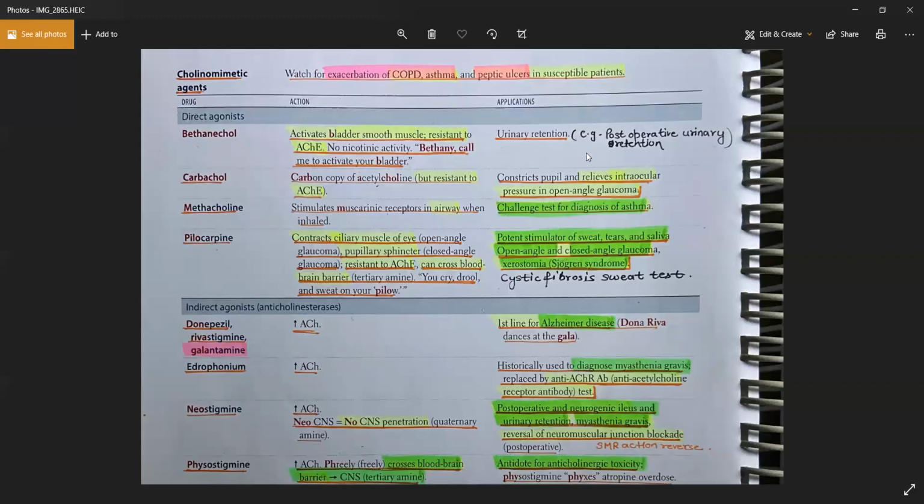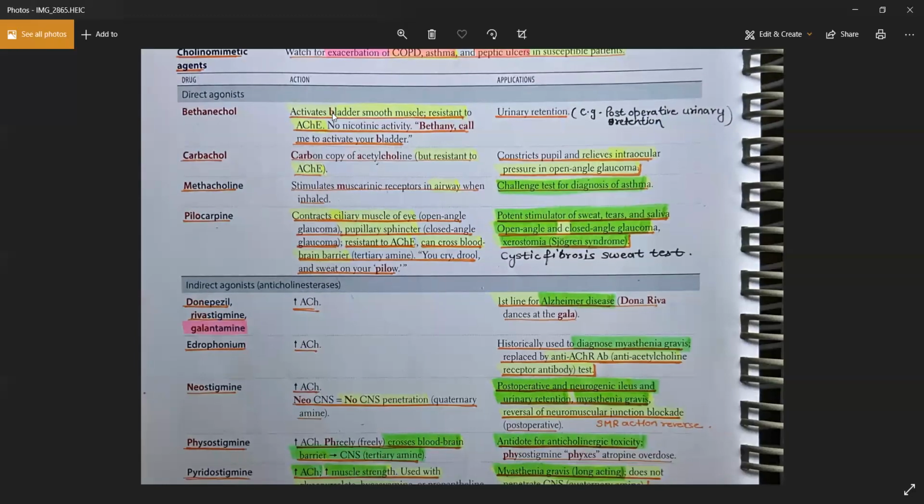So where will you use these drugs? In urinary retention, most importantly in post-operative urinary retention. So they will cause the incontinence, something like that. And these drugs do not have any nicotinic activity. They just have the muscarinic activity.